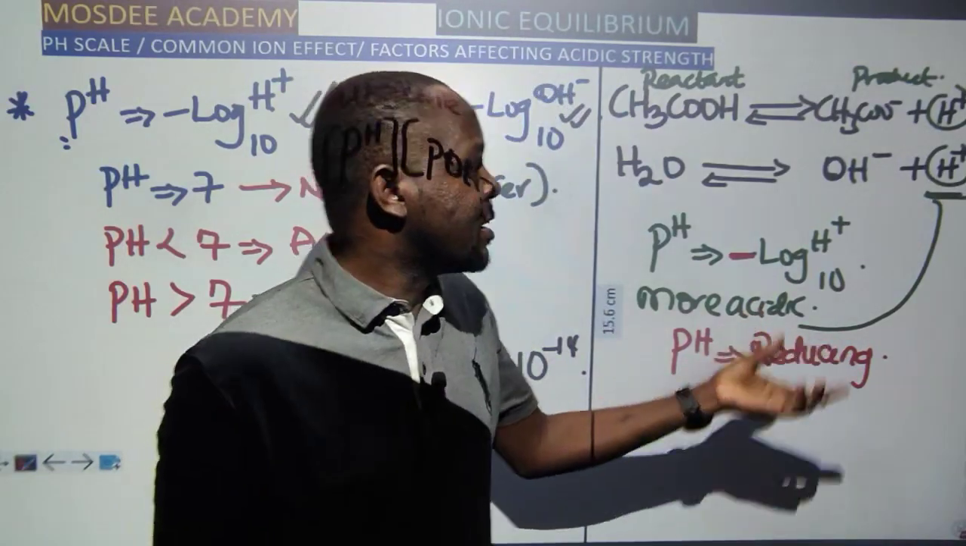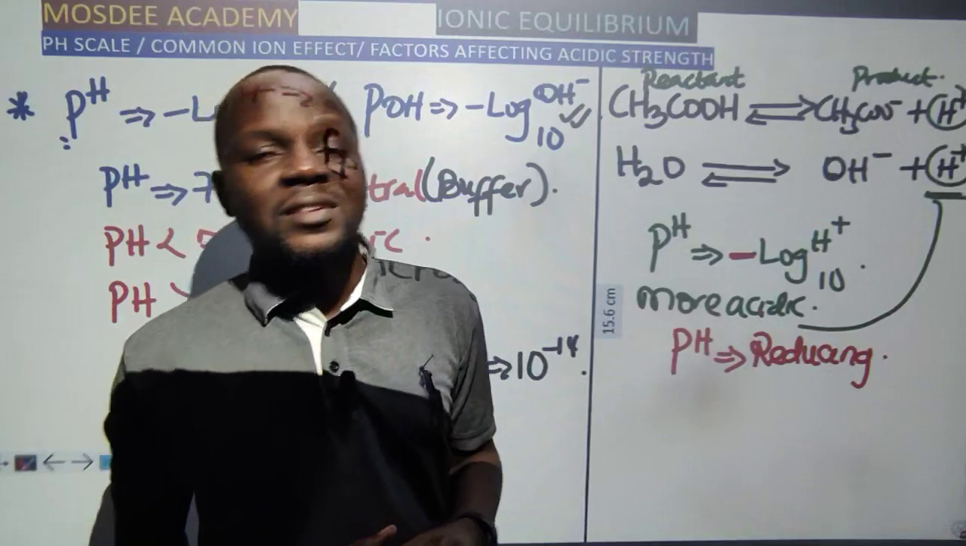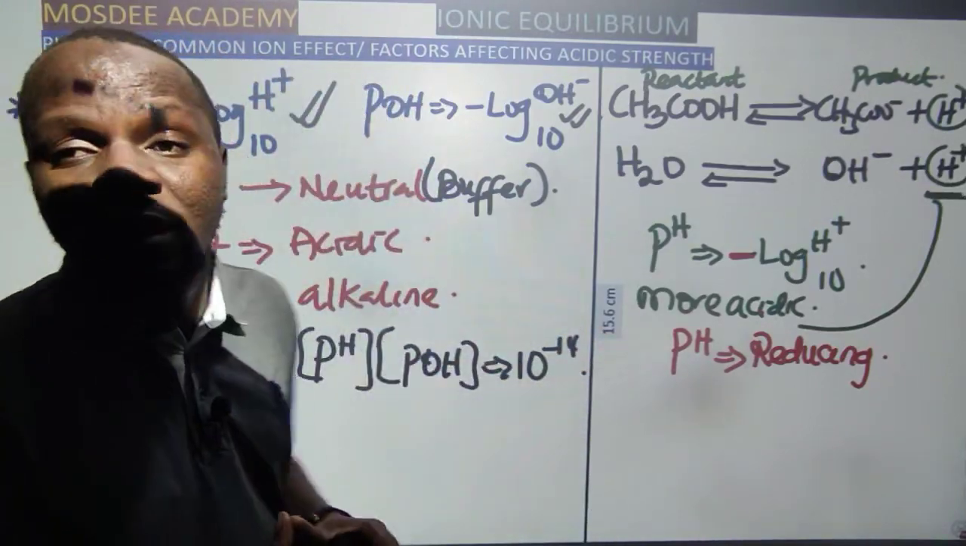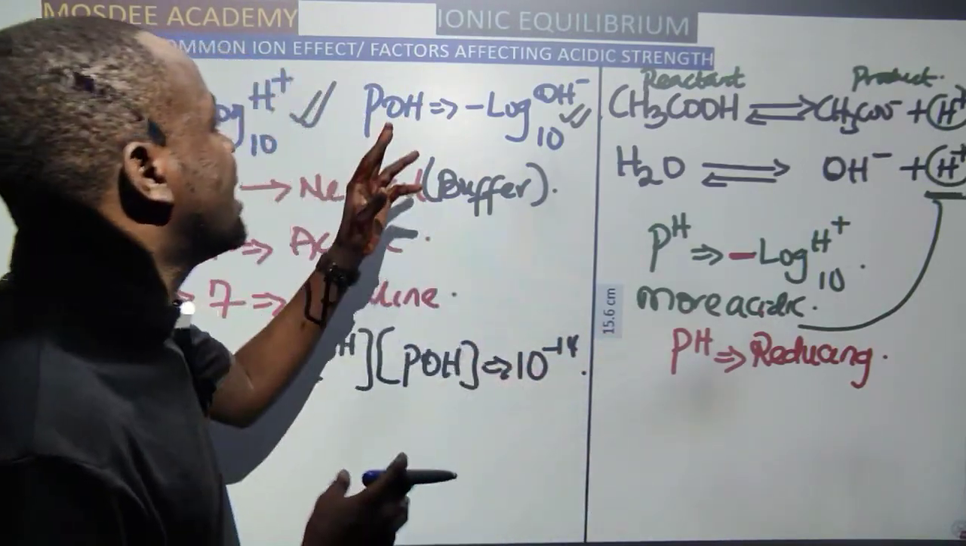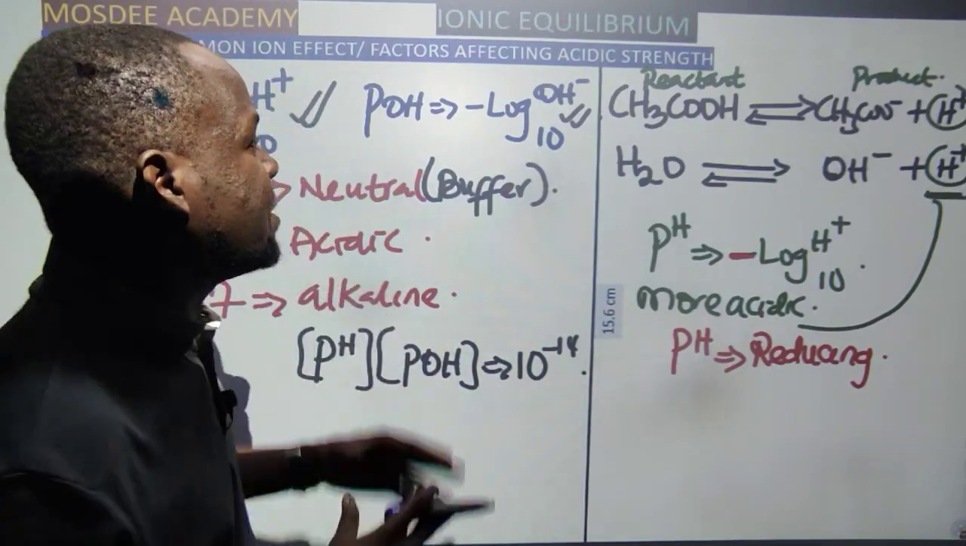If H plus is increasing, the pH will decrease, because of the implication of these negative signs. And that is what we call the common ion effect. So please keep that in mind. I don't have so much time, and that is why I have to increase my pace a little bit.